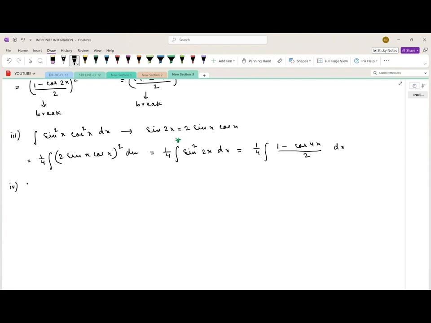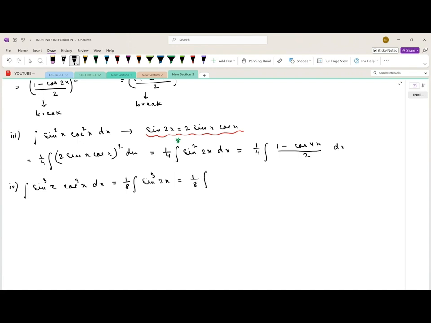Fourth is if you have a mixture of sine and cos but with a cube: sine cube x cos cube x dx. Here we apply the same manipulation as we did in the previous case, because you have sine cube, but the only thing is the adjusting factor will then become 1 by 8. So this will become sine cube 2x by the same formula, and then again the same method, 1 by 8.